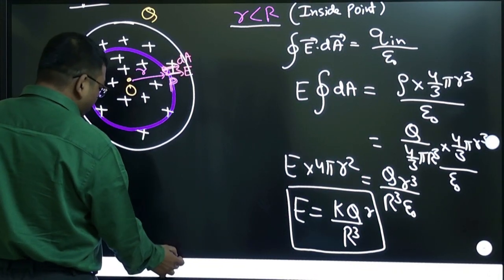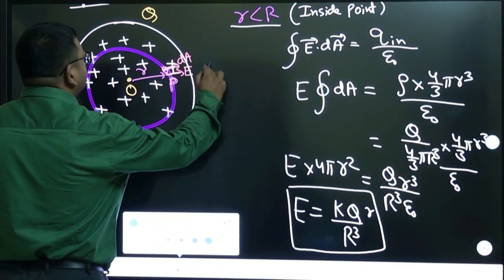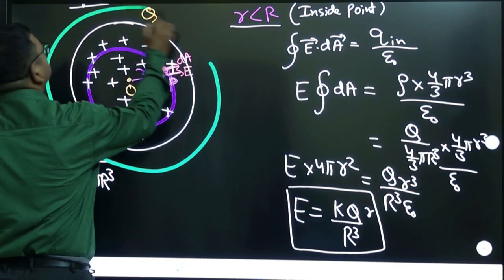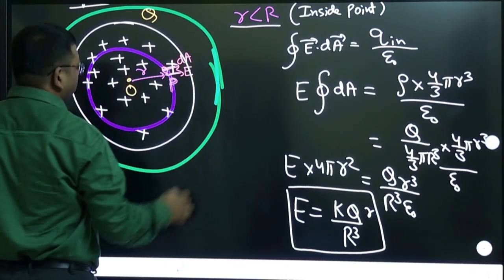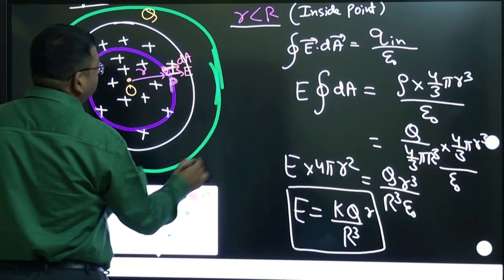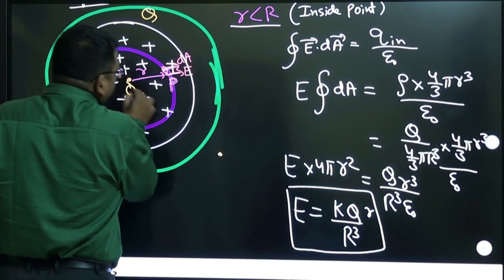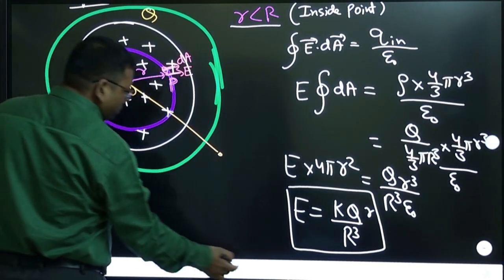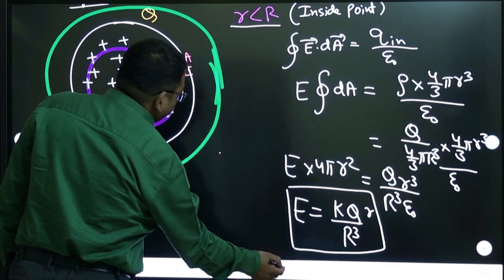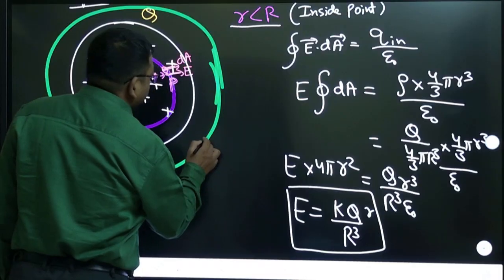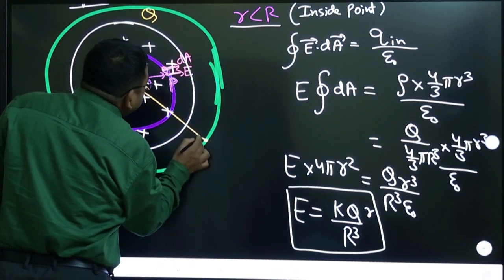Do not forget the Gaussian surface. You have to now choose a Gaussian surface like this, for points outside. Let us say that you have chosen a point here. We have to choose on the Gaussian surface, so you have chosen this as the Gaussian surface. This is the point P.